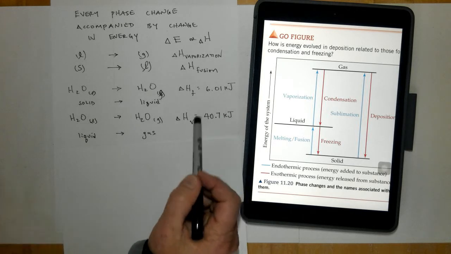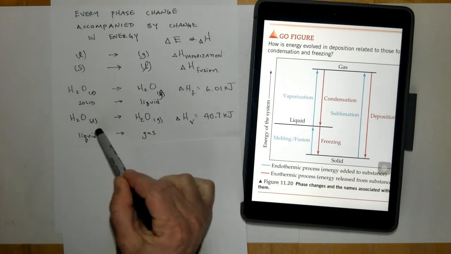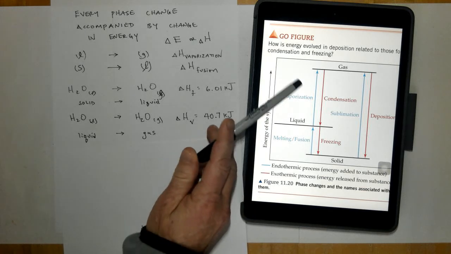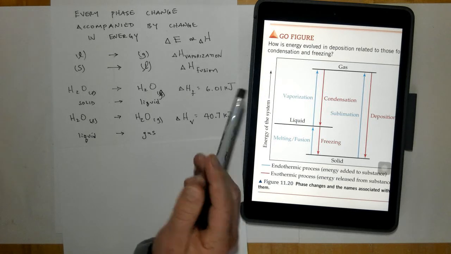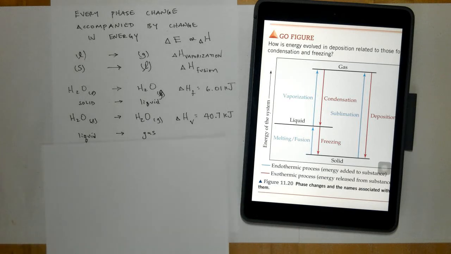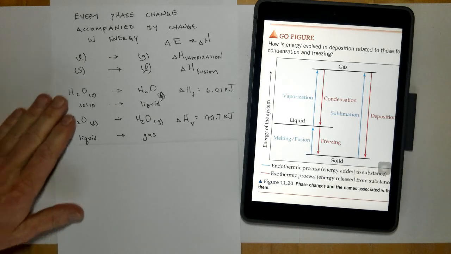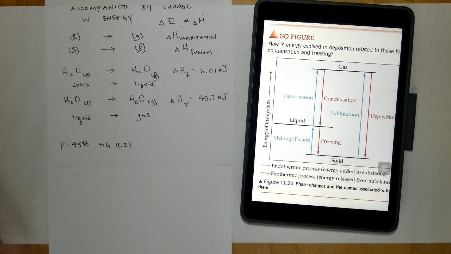Notice how this one is like 6 times, almost 7 times as much going from liquid to gas. And that's because our liquid to gas phase change has to separate the molecules so much more, because liquid and solid are so much closer together, particle-wise. It just takes a lot more energy to go from the liquid to the gaseous phase, because the gaseous phase is so far apart.